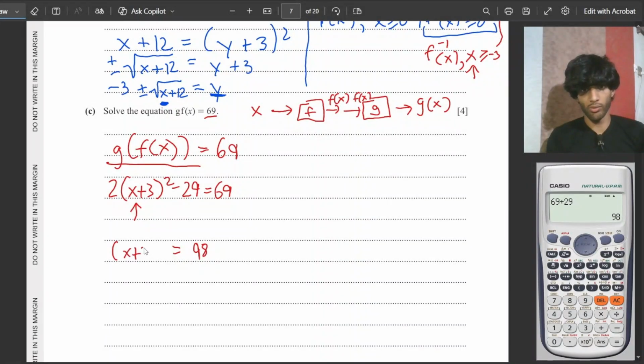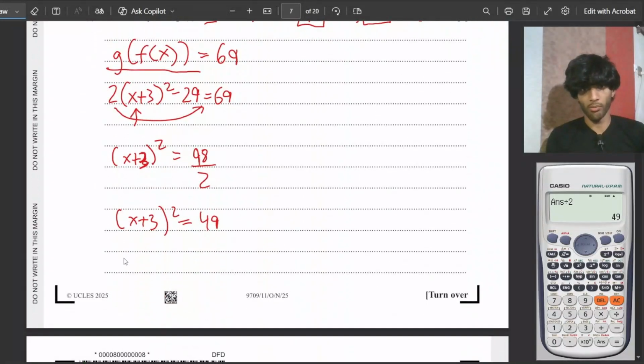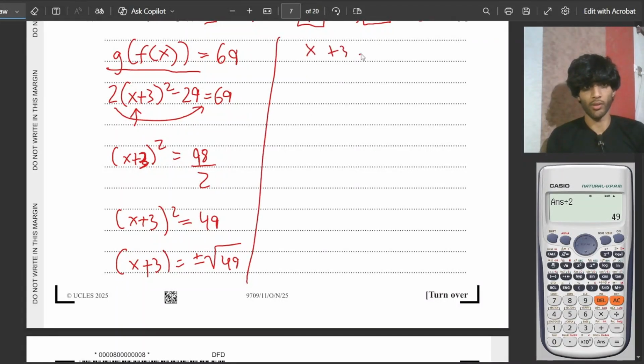And I can send the 2 to the other side. It's going to be divided by 2. So we can divide 98 by 2, and I get 49. So (x plus 3) squared equals 49. Send the square to the other side, so it's going to be plus or minus under root 49. Under root 49 is 7, which means x plus 3 is equal to plus 7, and x plus 3 equals minus 7. So the first equation gives you 7 minus 3, that's going to be 4, and this gives you minus 7 minus 3, which I believe is minus 10.